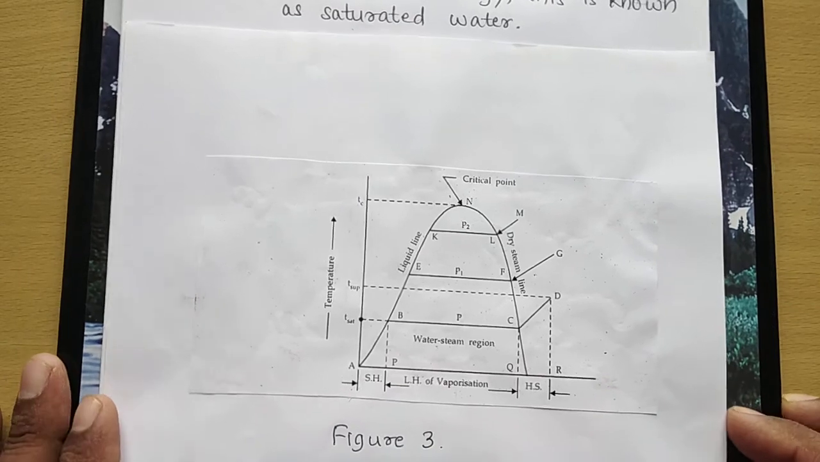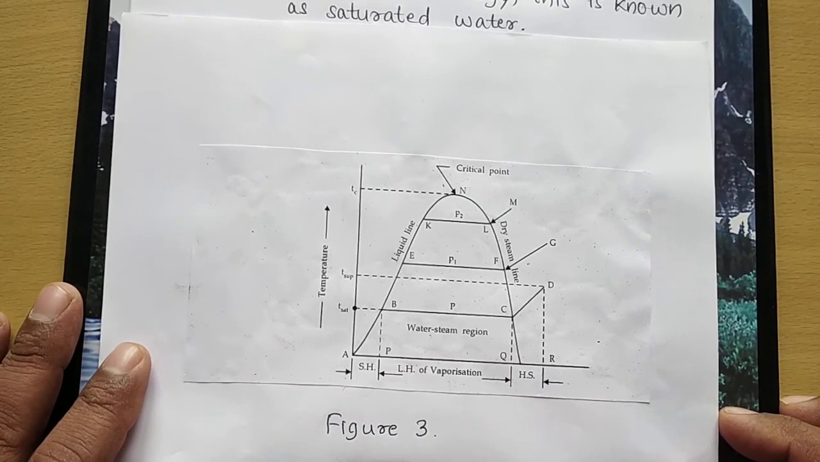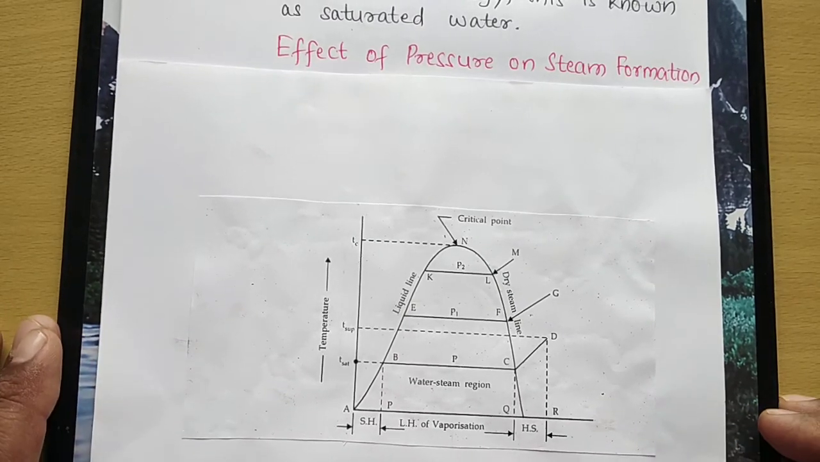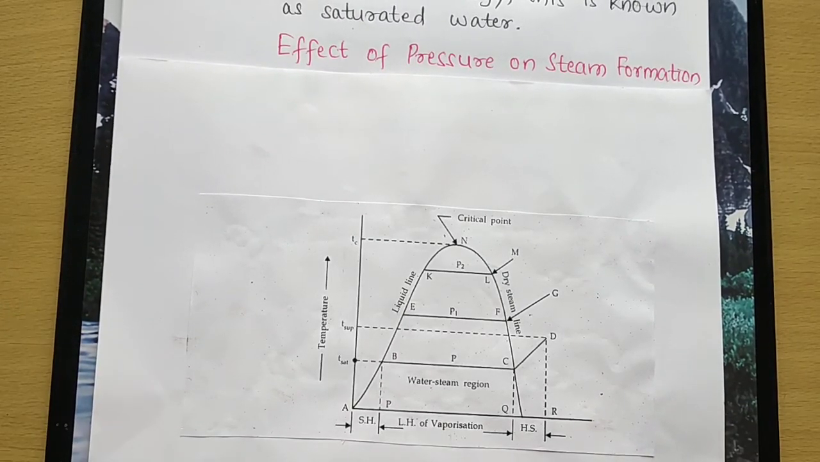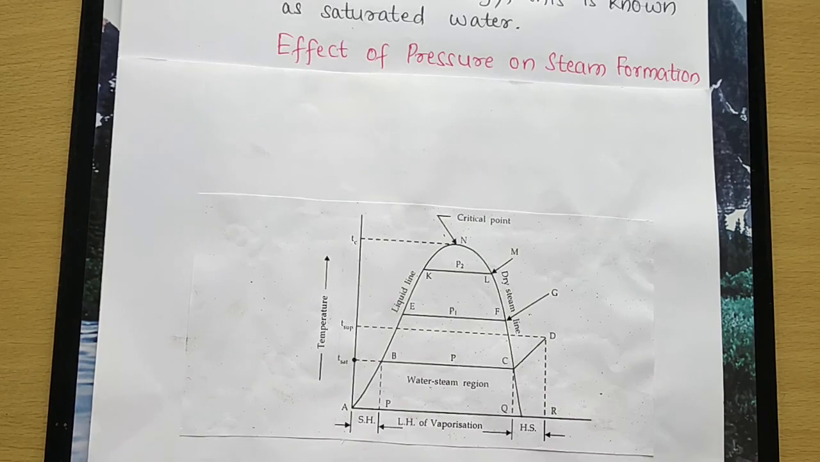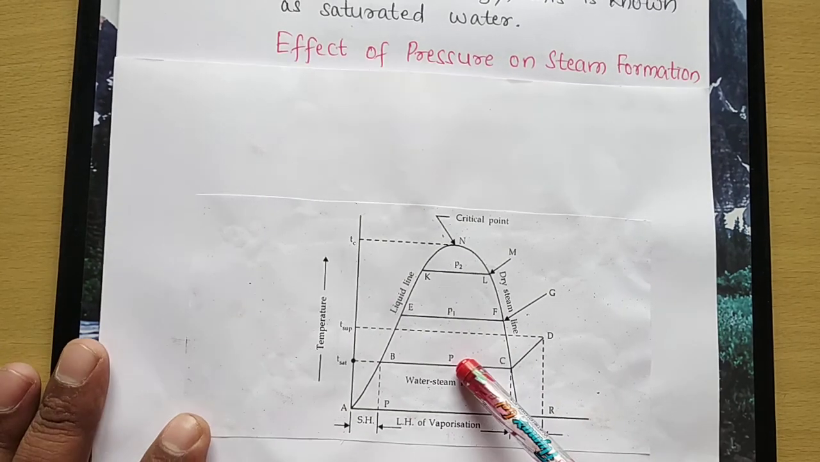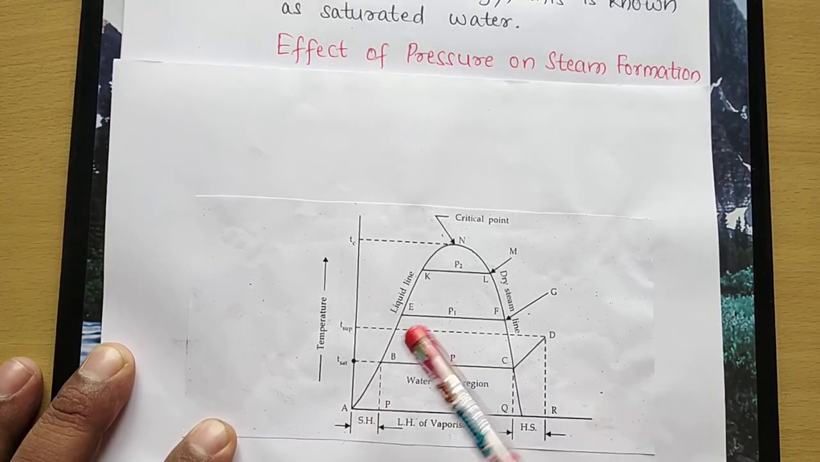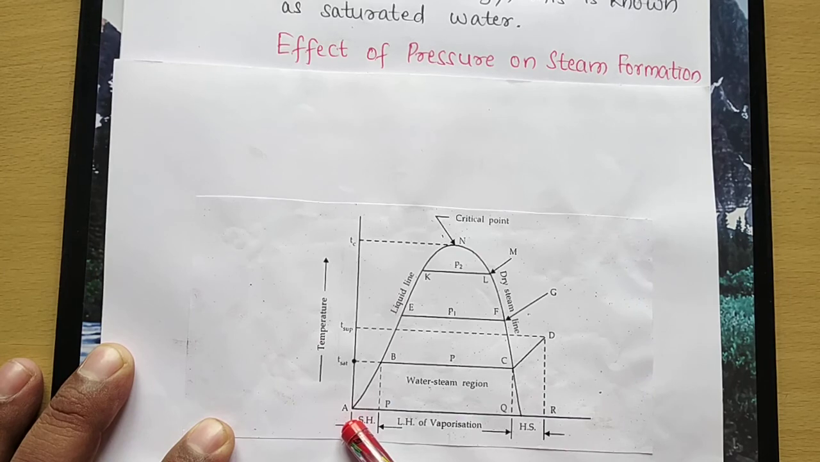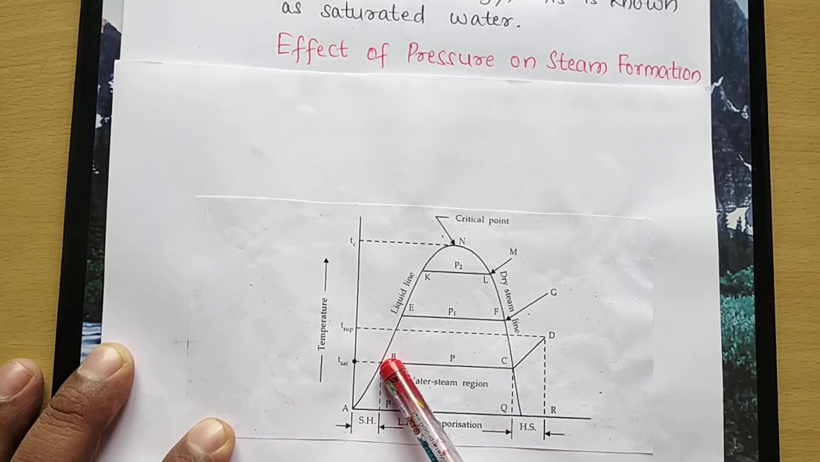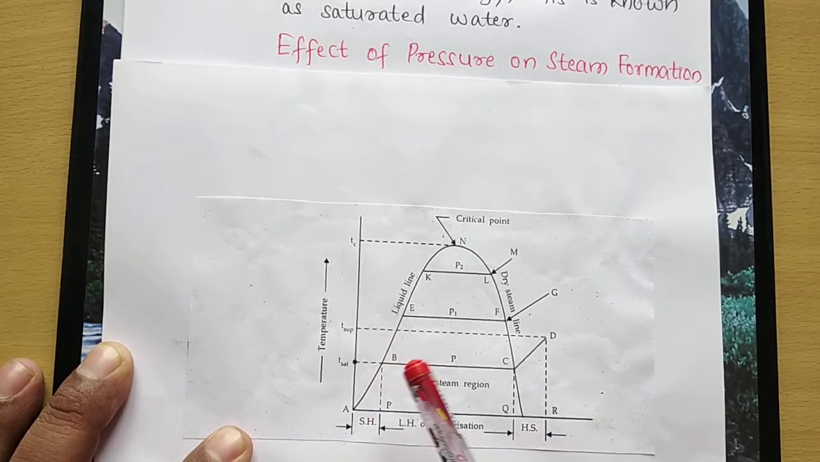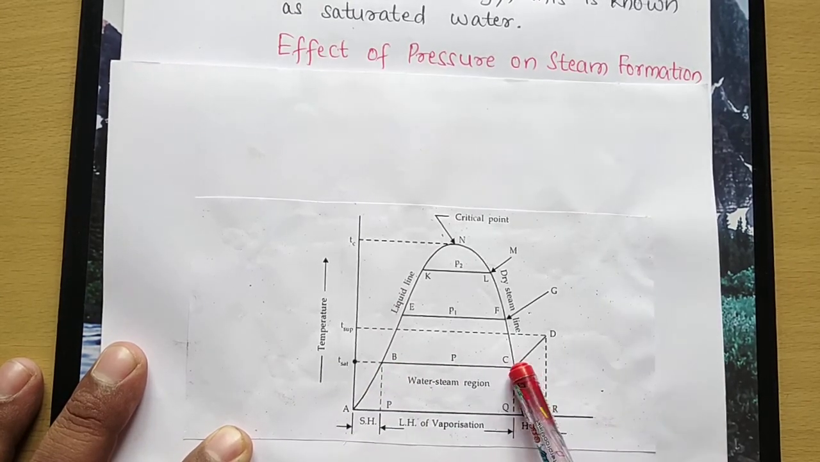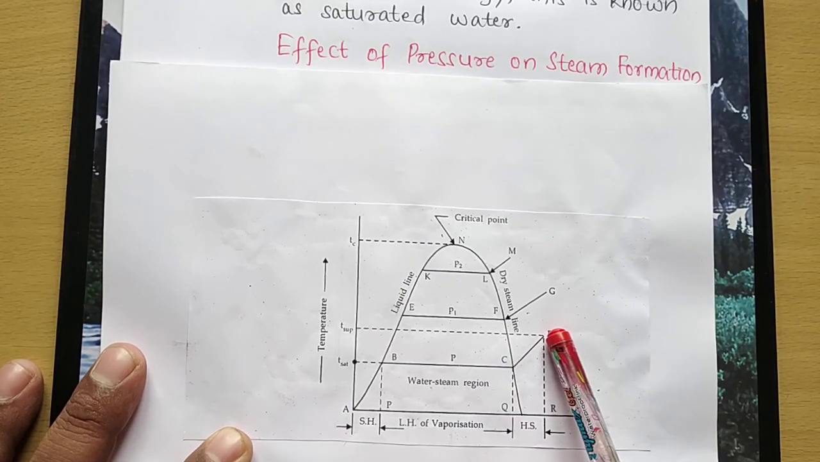We have seen this TH diagram in our previous class. The same TH diagram I am going to take to explain the effect of pressure on formation of steam. We will take up the first case, when the pressure is P. What are we doing? We are heating the water from 0 degrees centigrade to the saturation temperature, and from this saturation temperature the change of phase takes place from B to C, and then from C we are superheating the steam.